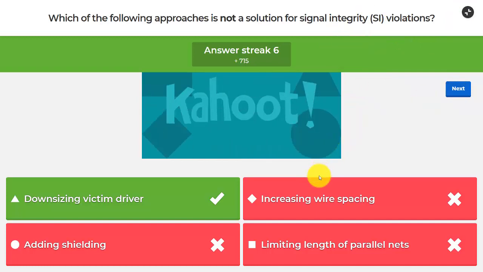So again, increasing wire spacing is the standard approach. That's what the routers will do. They will do some SI analysis during timing optimization during the routing process, and they will try to increase spacing where they see they have high SI effects.